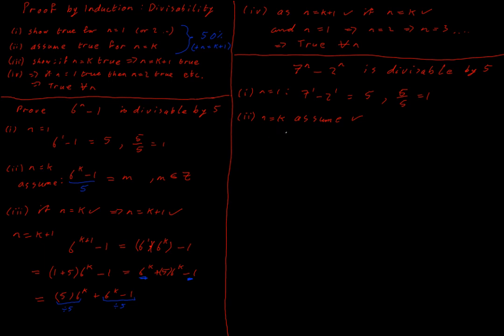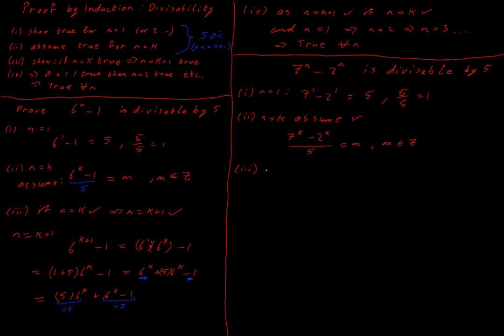So what is that going to look like? We're going to assume that 7 to the power of k minus 2 to the power of k is definitely divisible by 5. So it's going to be equal to 5m, where m is an element of Z.